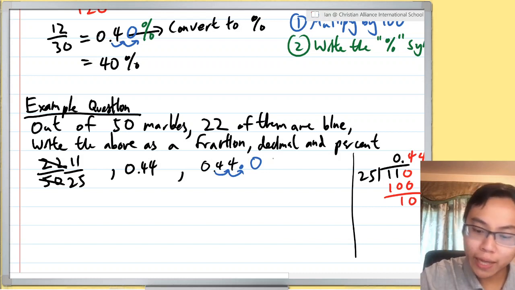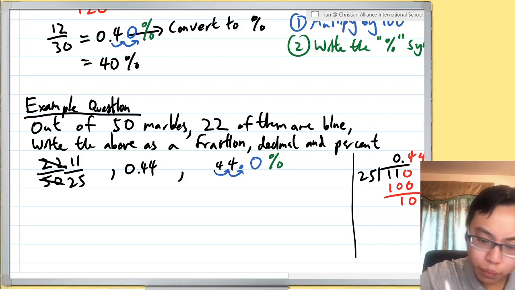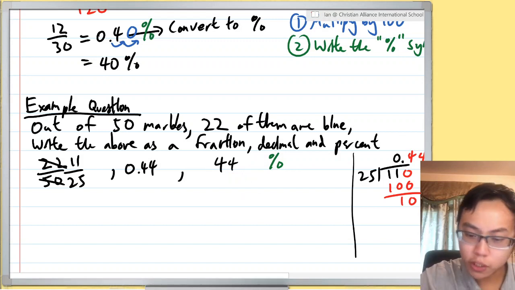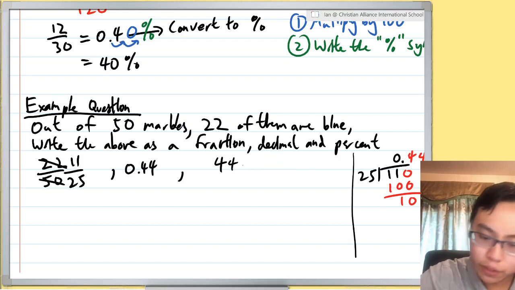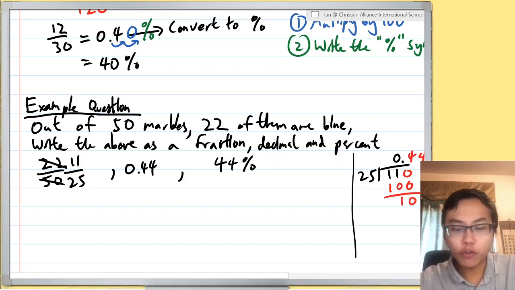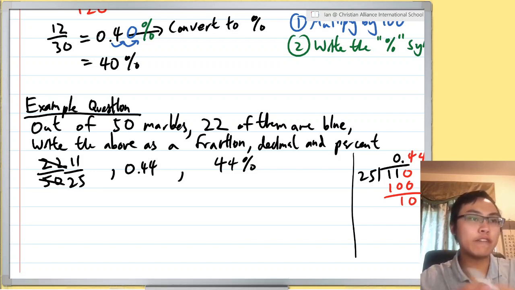And then we're going to add the percent symbol like this, which means that the decimal is gone, the 0 point is gone, and then 0.0, it's invisible, so we don't need to worry about it. So it just becomes 40%. Let me just clean that up like that. So 11 over 25, 0.44, and 44%. That's how we write this as a fraction, decimal, and a percent.